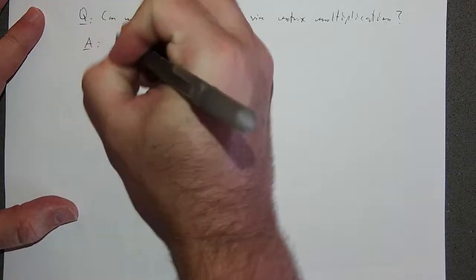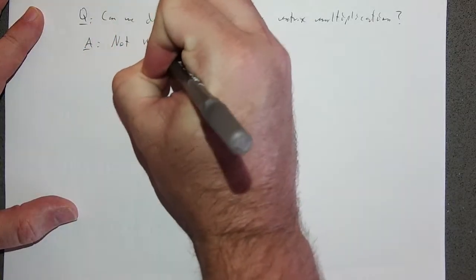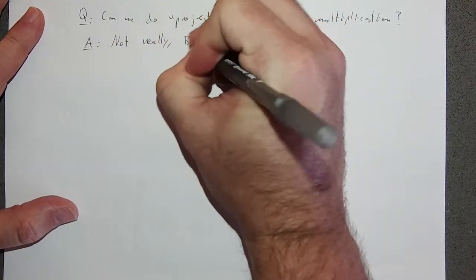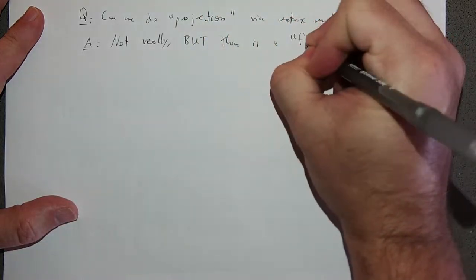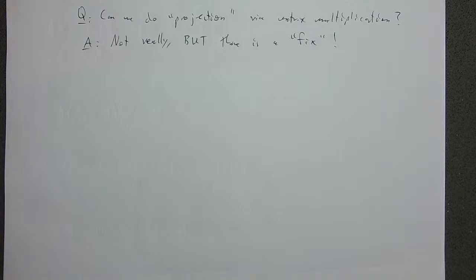The answer is no, or maybe I should say not really, but there is a fix, right? I mean, there was a fix even in the case of translations and rotations that we had to do, so this isn't too off-putting to us immediately. But the strict answer, can it be done directly with matrix multiplication without any sort of massaging of what's going on? The answer is no. So we'll see what it is that's going on here.